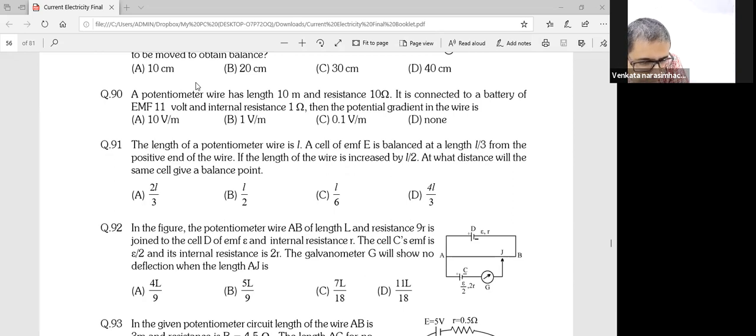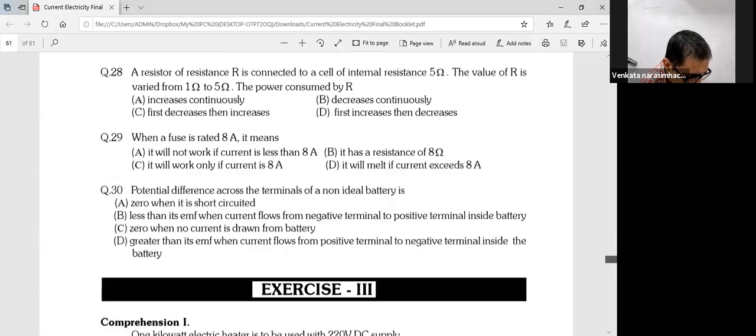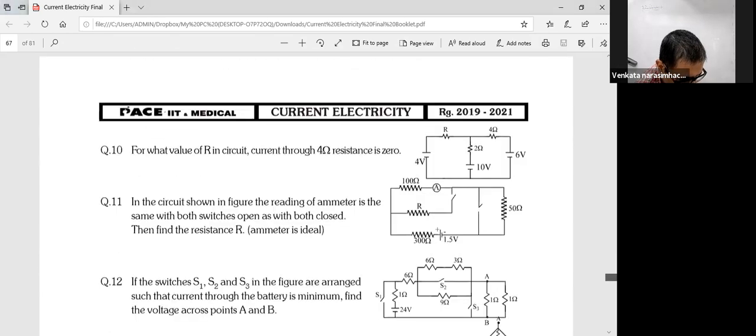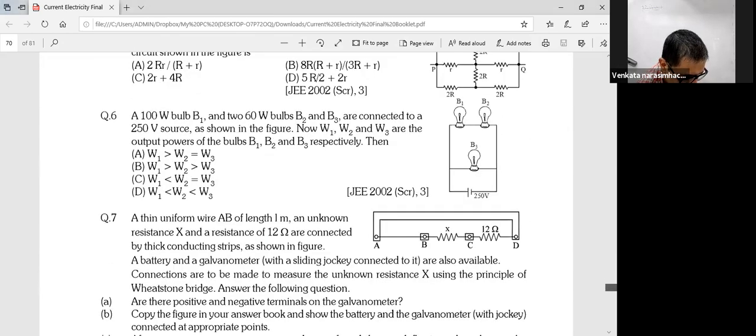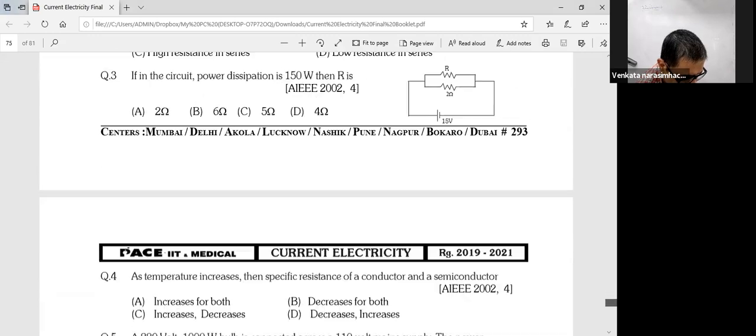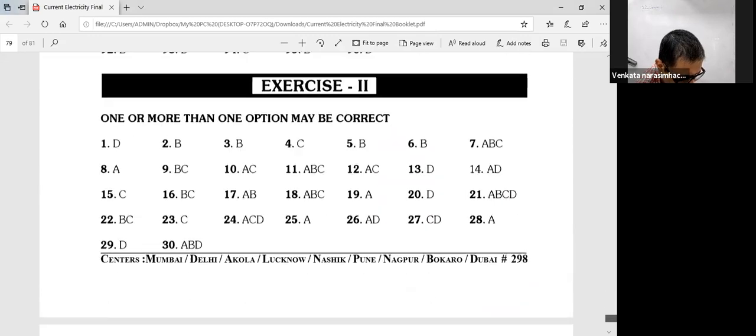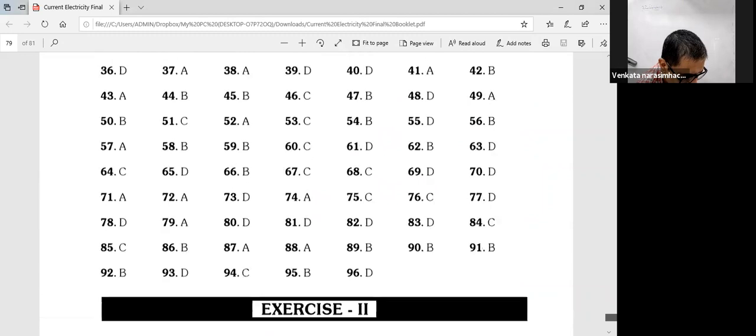Sir, can you tell the answers? 90, 91, 92. So BBB. Exercise 1: 90 is B, 91 is B, 92 is B. All three are B. Yes, sir.